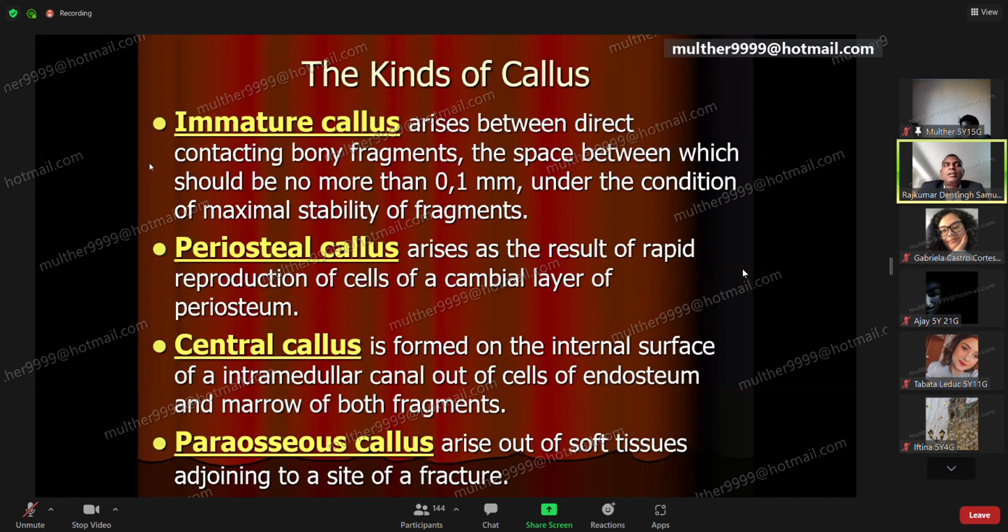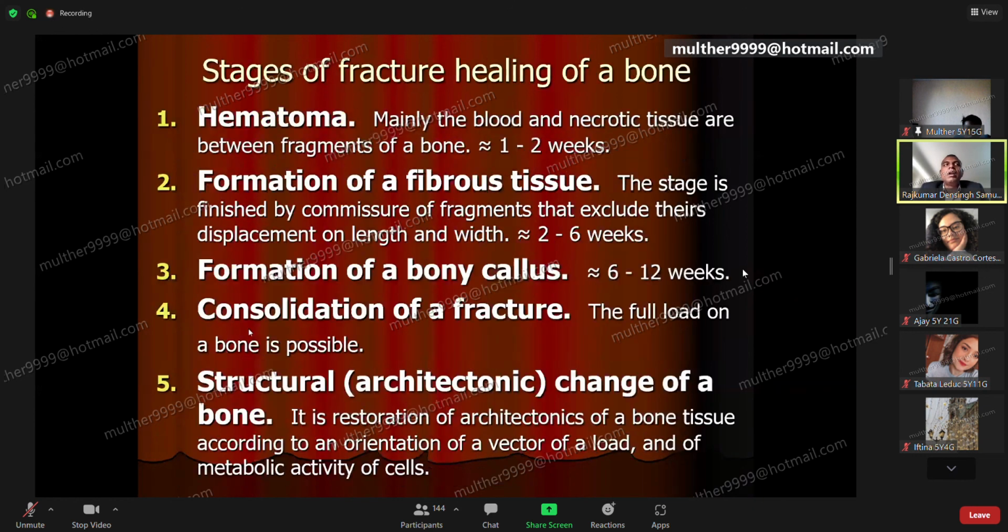They are very important. These two calluses are physiological: immature callus and periosteal callus are physiological. The other two calluses are called pathological. Central callus and paraosseal callus, they are what? Pathological types of callus. Understood?